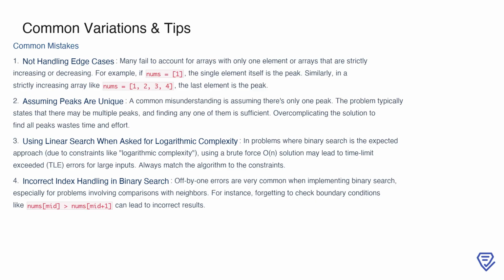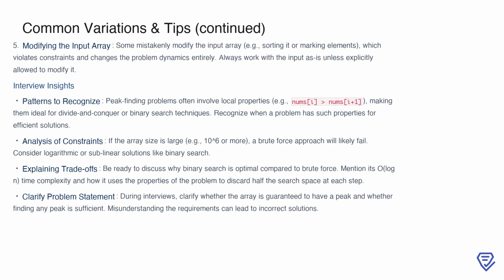Finally, binary search implementations are prone to off-by-one errors. For instance, forgetting to properly check boundary conditions like nums[mid + 1] can cause your solution to fail. Careful handling of indices is crucial for correctness. Another mistake to avoid is modifying the input array. Some approaches, such as sorting or marking elements, violate constraints and change the problem entirely. Always work with the input as is unless explicitly allowed to modify it.